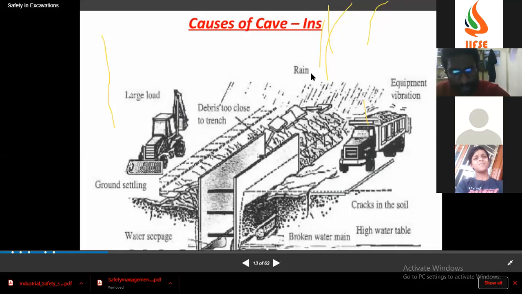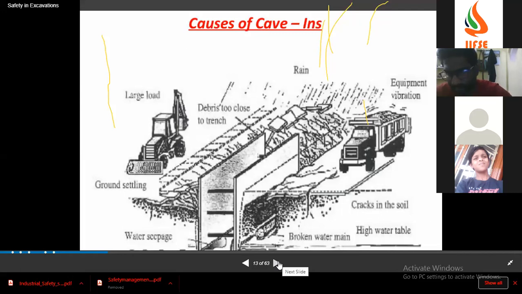See, he has shown the environmental impact: rain, ground settling. Are there any cracks? Is there a standard for how much distance there should be between the equipment and the excavation? Yes, we have the standard. It should be like 1 meter or 3 feet away from the edge.